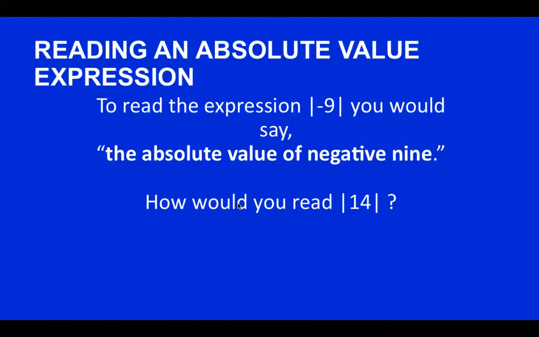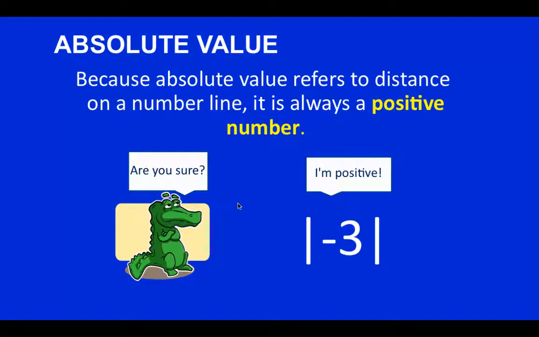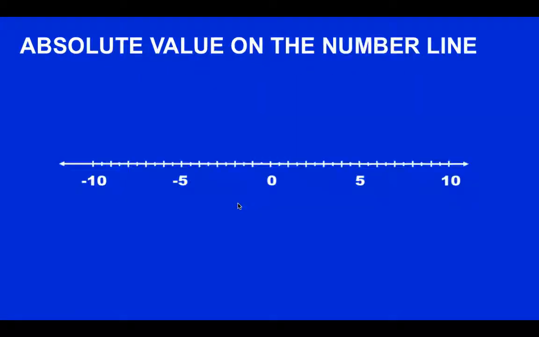To read the expression |-9|, you would say the absolute value of -9. How would you read the next one? The absolute value of 14. Because absolute value refers to a distance on a number line, it is always a positive number.